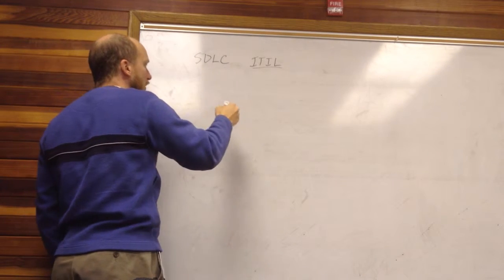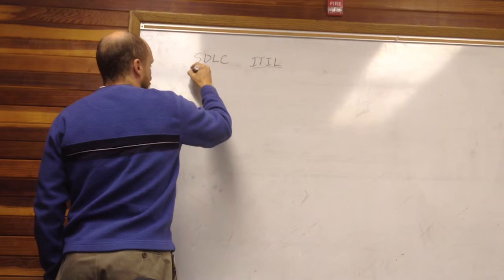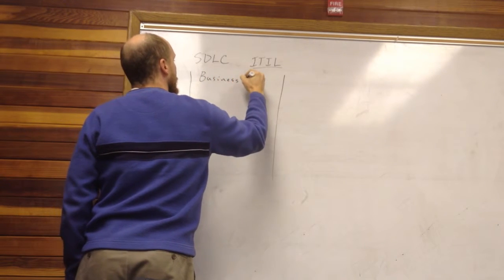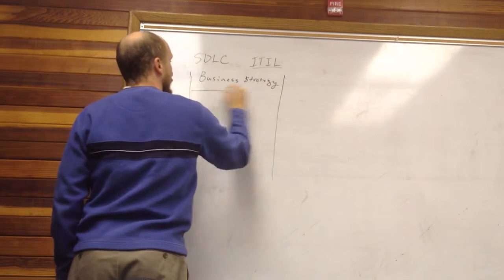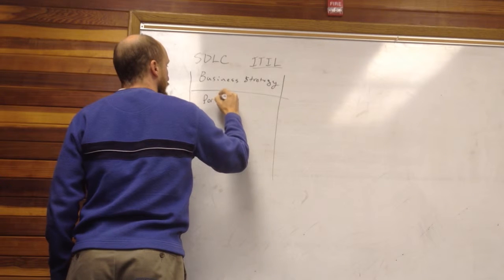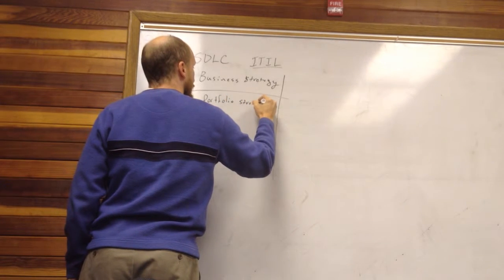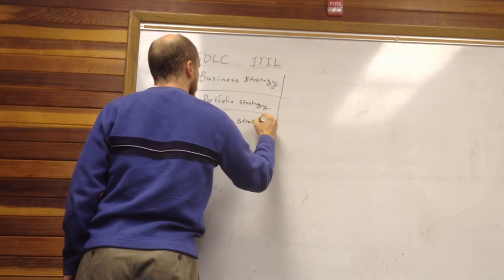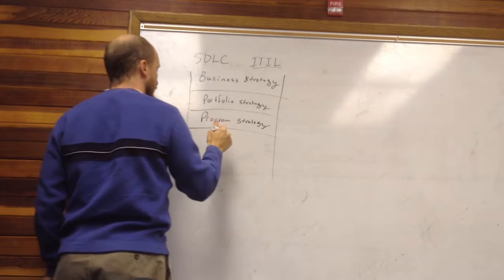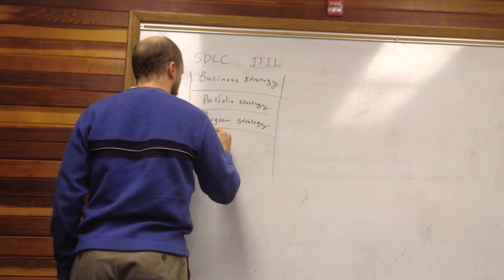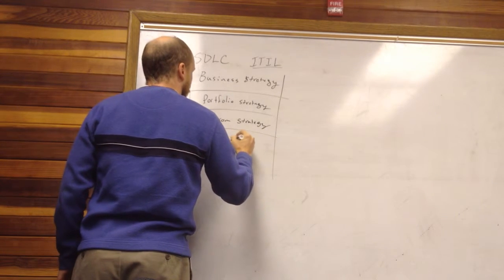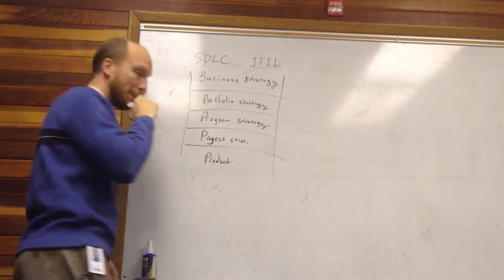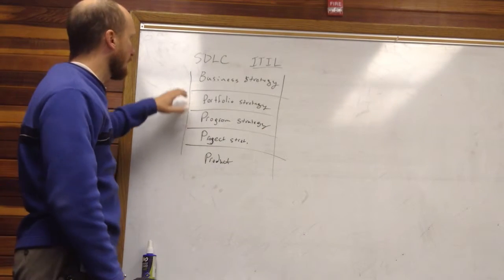So, if we were to look at that, we would have these layers, and we'd have business strategy, we're going to have the portfolio strategy, we're going to have the program strategy. And I term it strategy, but it's also the objects themselves. A project, and then we may have a product. Right?